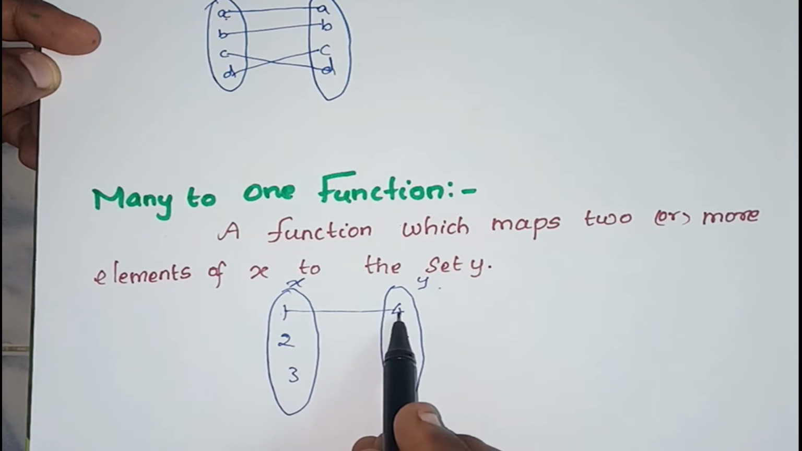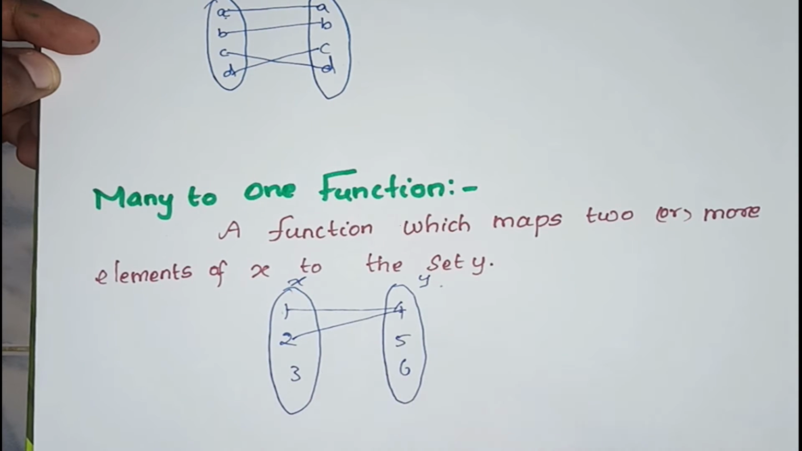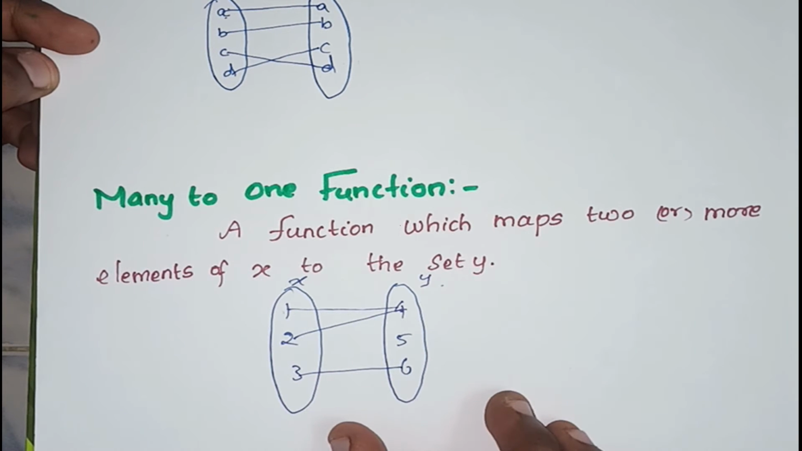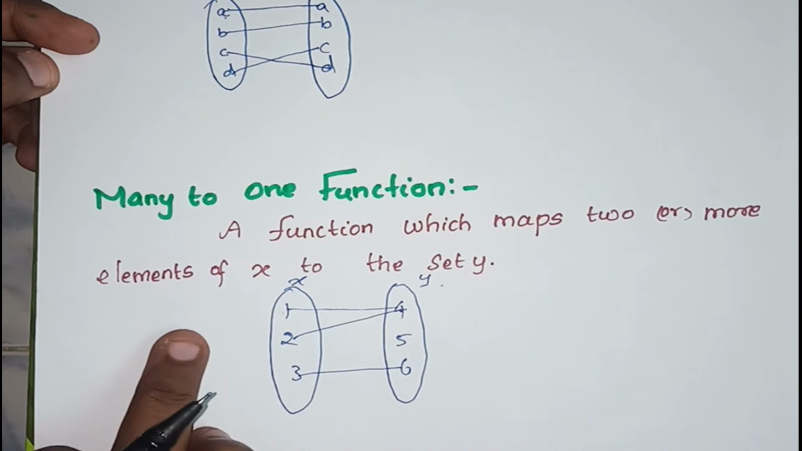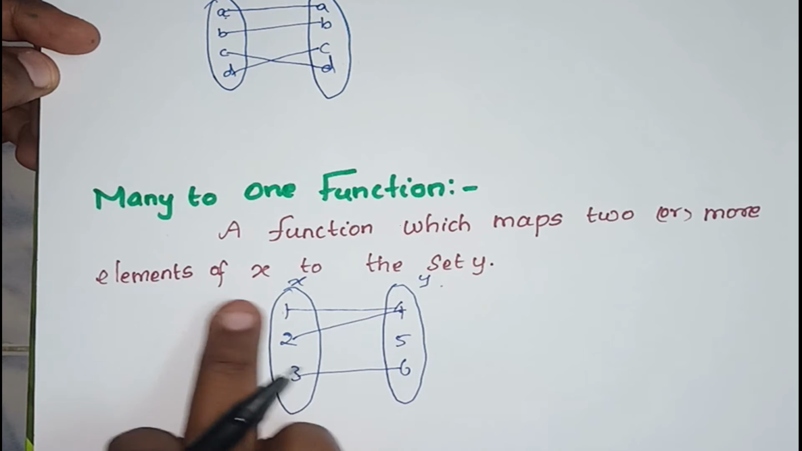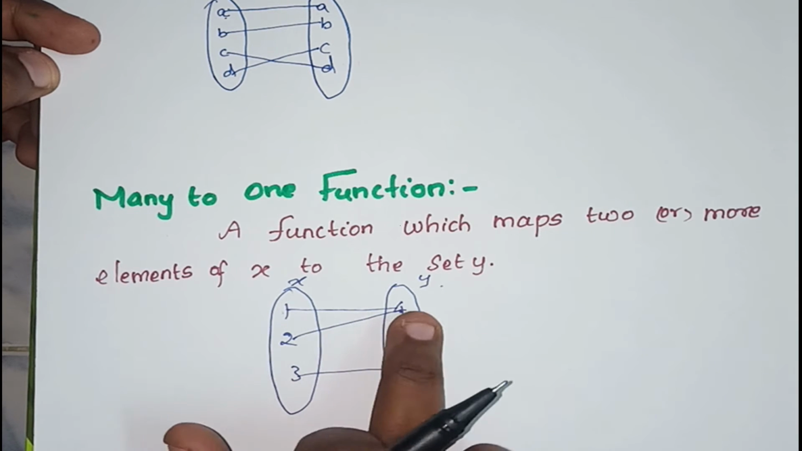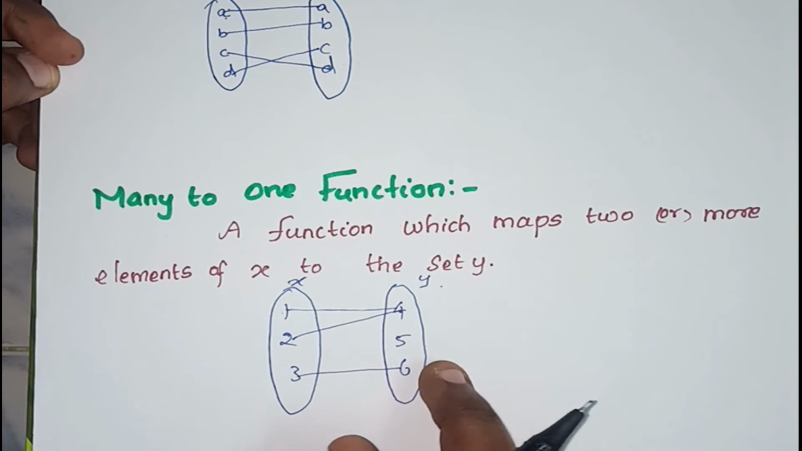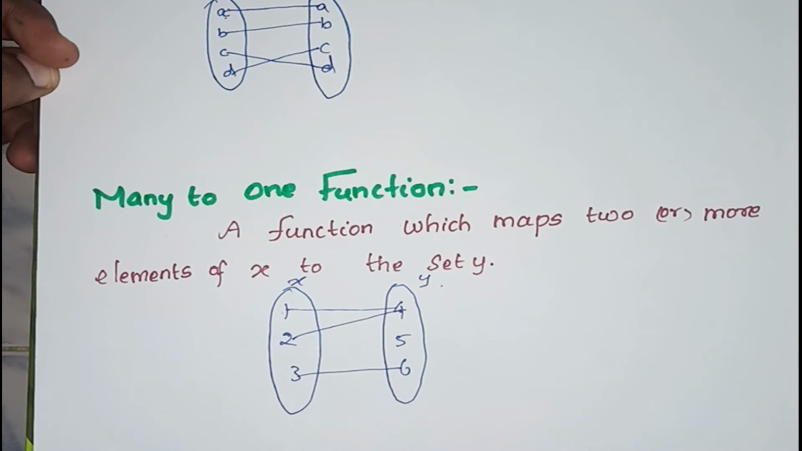So 1 can be mapped with 4. 2 also can be mapped with 4. 3 is mapped with 6. So this is an example for many-to-one function. So many-to-one function means two or more elements of X map with a single element in set Y. This function is called many-to-one function.